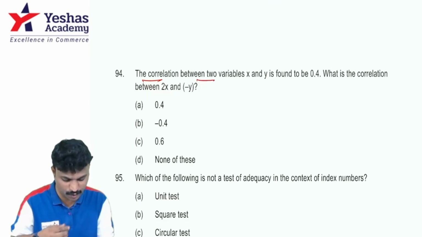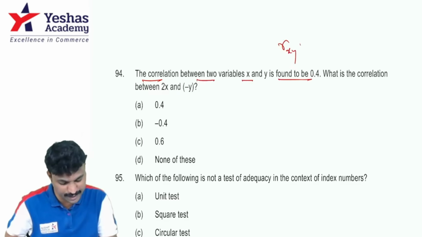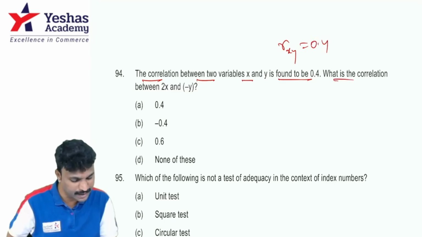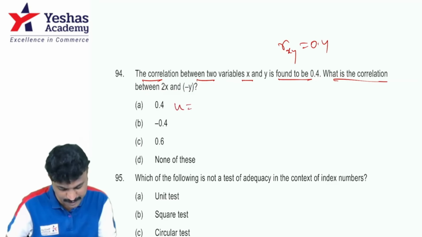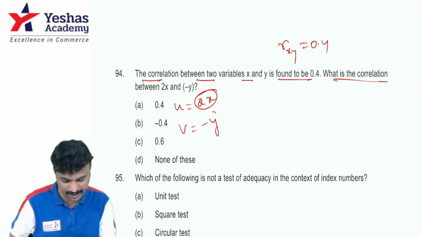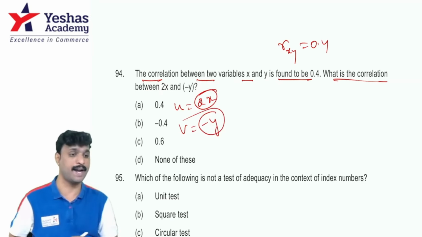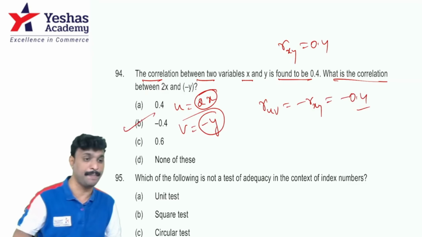The correlation coefficient between two variables x and y is found to be 0.4. That means rxy is given to be 0.4. They're asking the correlation coefficient between other two variables. You have to assume the other two variables are u and v. What is u? 2x. v is minus y. In both u and v equations, look at the signs of x and y. Are they same or different? They are different. Therefore, ruv is negative of rxy. That means minus 0.4. Option B is the right answer.